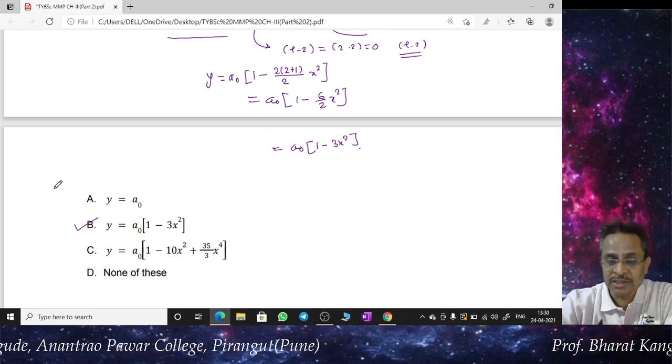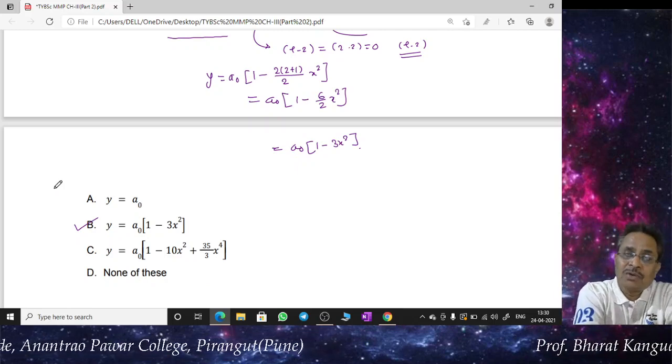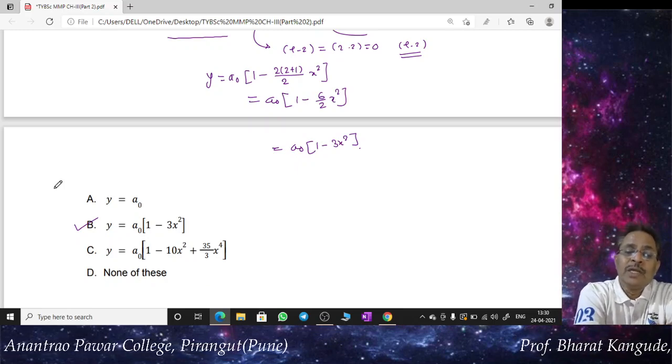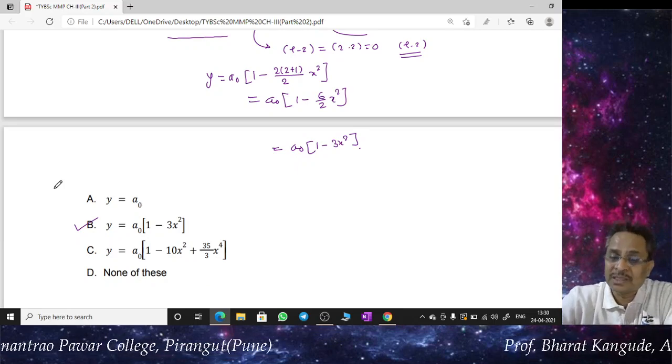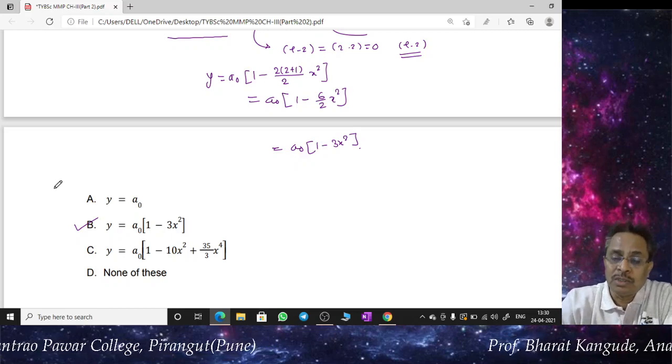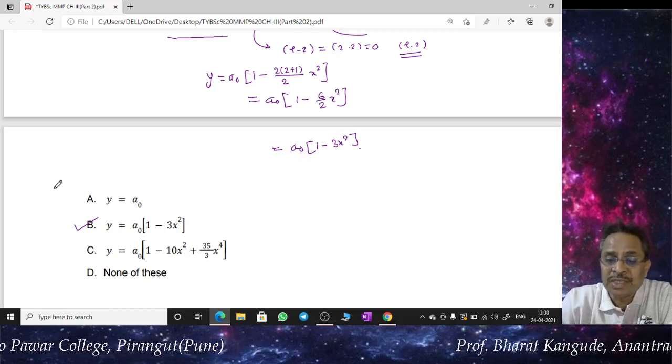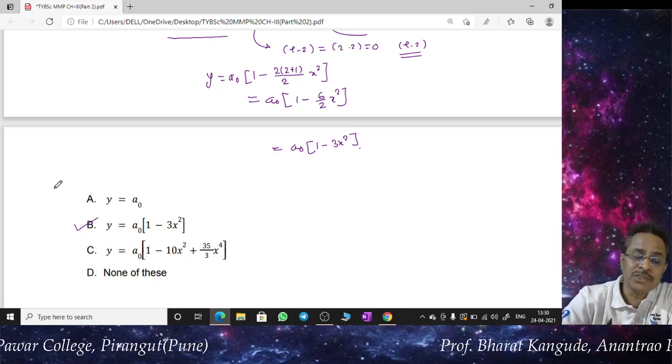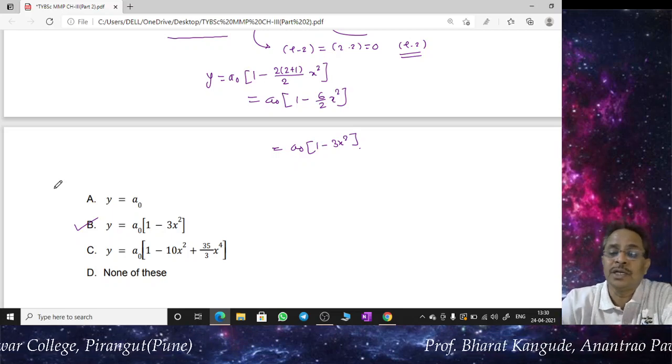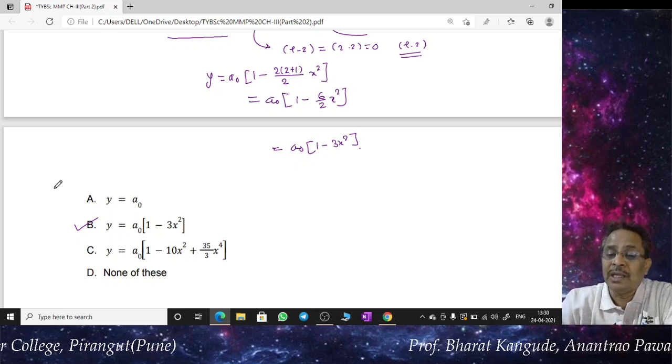Now there is a condition that this A0 is an arbitrary constant. It can be taken in such a way that for a given value of x, when we put x here, I should get y is equal to 1. Accordingly, we have to choose this A0, and once this A0 is selected, what we get is called the Legendre polynomial of degree L equal to 2.